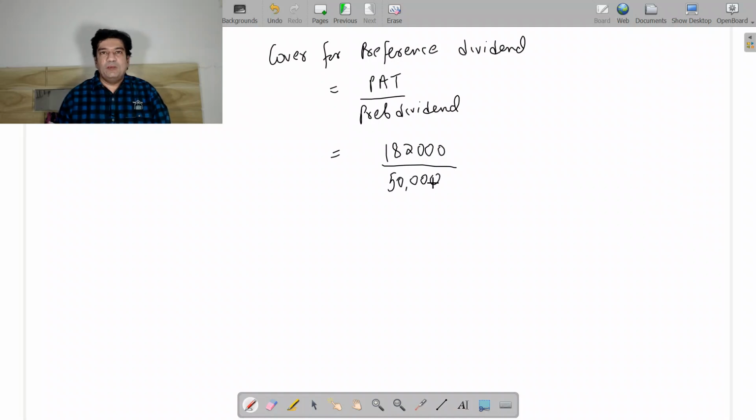So I have a sufficient amount of profit so that I will be able to pay the preference dividend. So 1,82,000 divided by 50,000. So the cover is 3.64 times. So I have 3.64 times more profit. So the cover is sufficient enough. So preference shareholders need not worry.